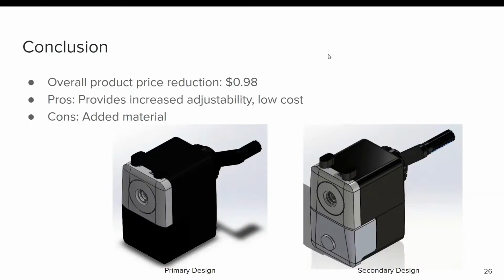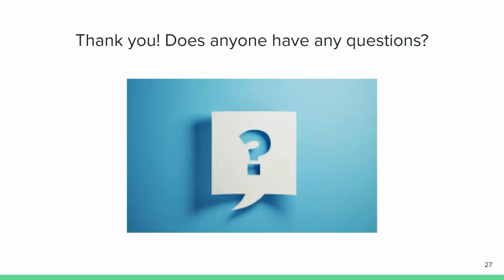The overall redesign of the manufacturing and assembly of the mechanical pencil sharpener allowed for an overall product price reduction of 98 cents. Overall, our redesign provided increased adjustability at a low cost. However, our redesign had some added material, which was the cost of increased adjustability.